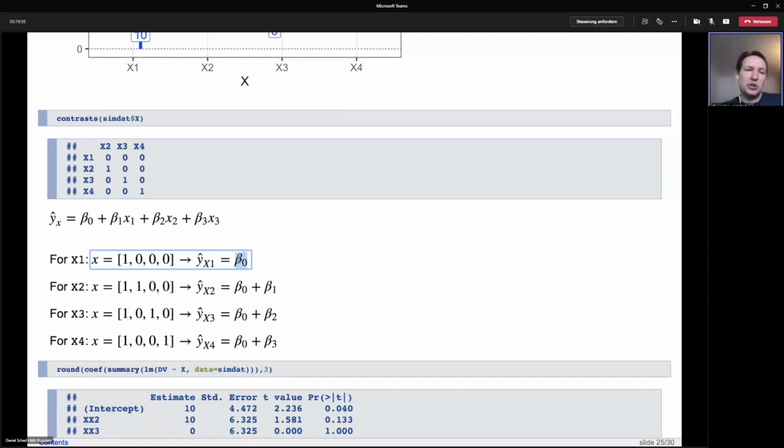All the other slopes, so for x1, x2, and x3, are multiplied by 0. In this equation, there's an implicit 1 before this beta 0. We can think of it as 1 times beta 0.